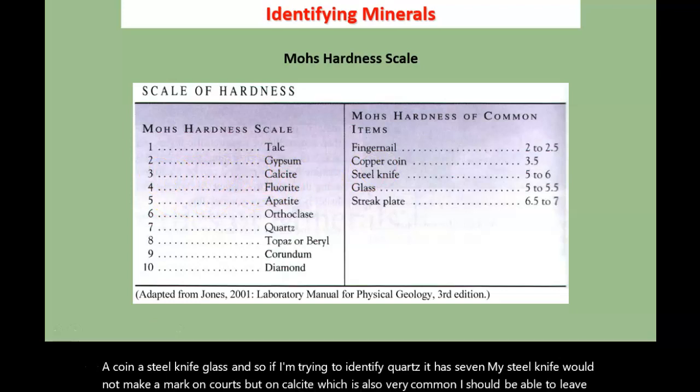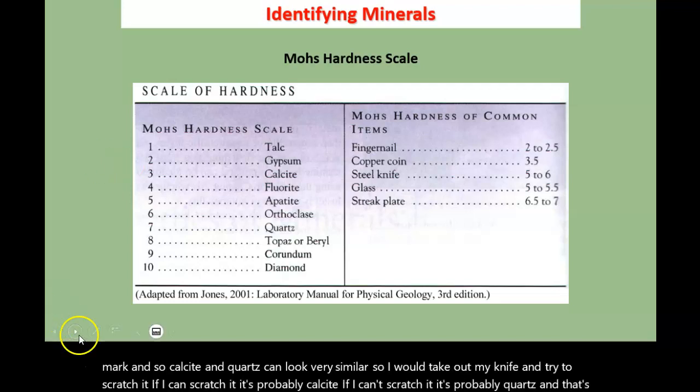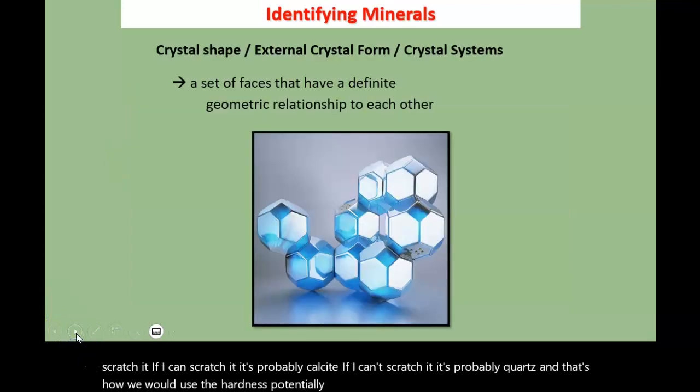And so calcite and quartz can look very similar. So I would take out my knife and try to scratch it. If I can scratch it, it's probably calcite. If I can't scratch it, it's probably quartz. And that's how we would use the hardness potentially to identify a mineral.